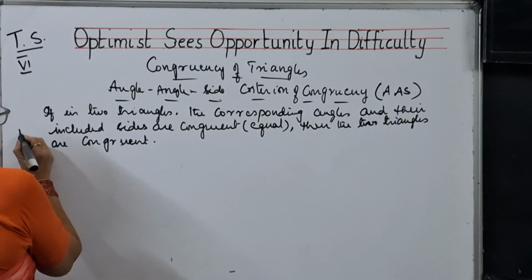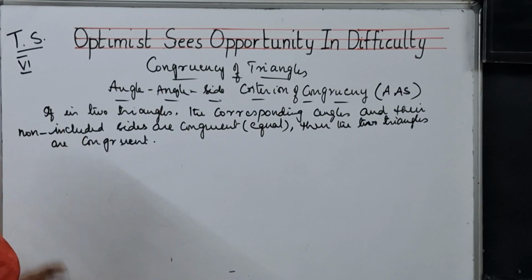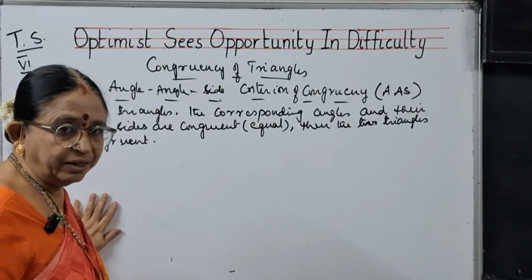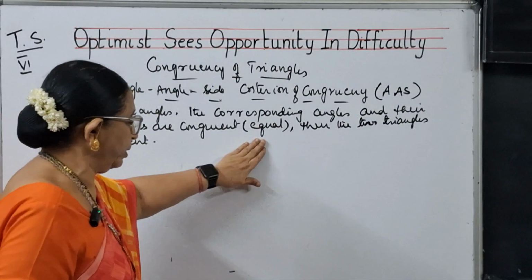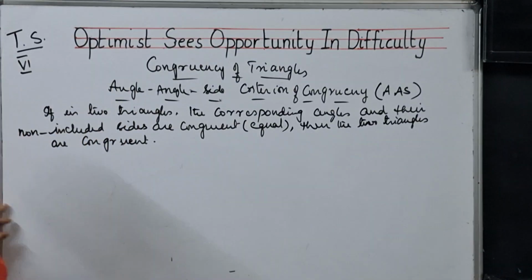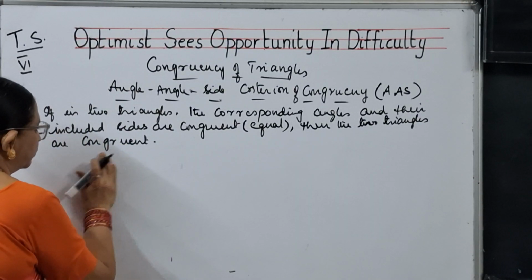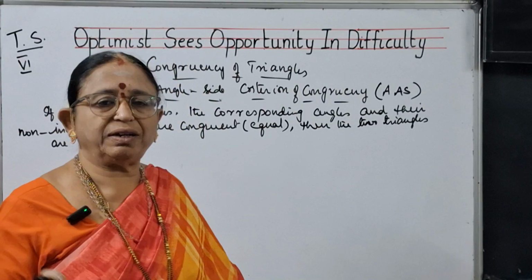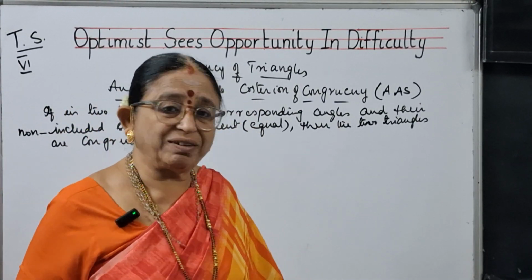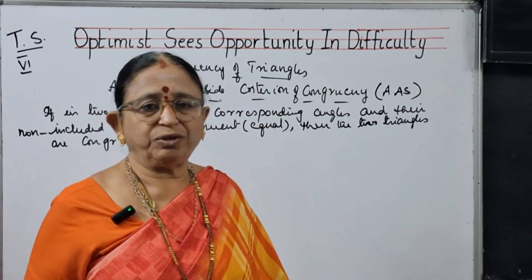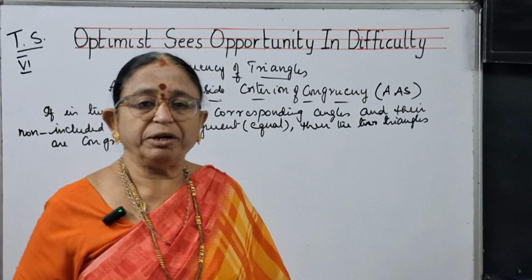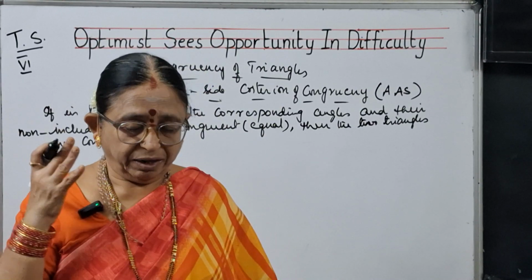So when you are talking about this definition, if in two triangles the corresponding angles and their non-included sides, meaning that side will not be included in it, are congruent, equal, then the two triangles are congruent. This property actually is not mentioned in your textbook, but I have seen there are certain problems basing on this property. So without dealing with this property, if those problems are set to you, you may develop a kind of doubt.